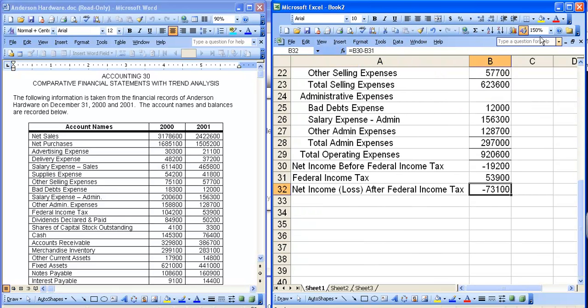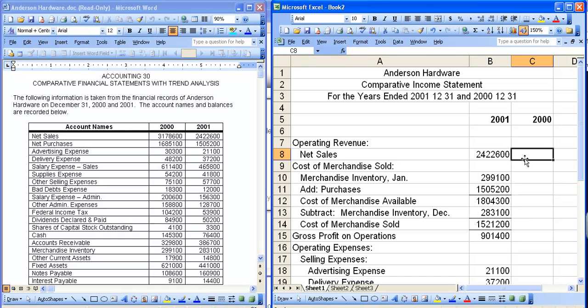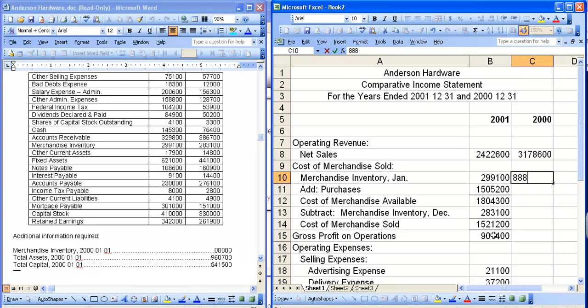All right, hopefully we're okay with that. We will now go along and do our year 2000. So we're going to look at the column 2000. Our net sales was 3,178,600. For merchandise inventory in January, we have to look at the bottom of our page where it gives us the additional information, and that's where it tells us that our merchandise inventory at the beginning of 2000 was 88,800. Then we're going to add our purchases of 1,685,100.